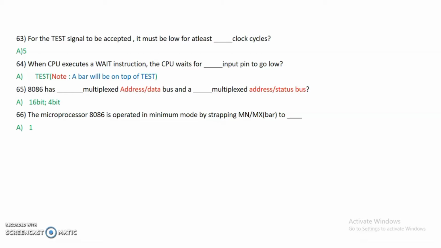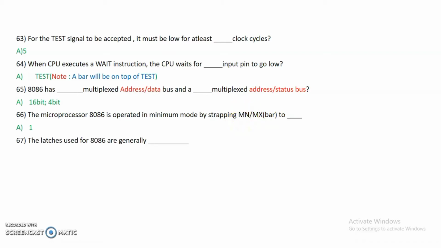So don't get confused over here. I'll be telling you a short trick here. See here, MN/MX bar. There will be a bar on the MX. So if it is 1, it will be 0. So minimum will be 1, and MX bar will be 0. So if the minimum is 1, then the microprocessor will be in the minimum mode.